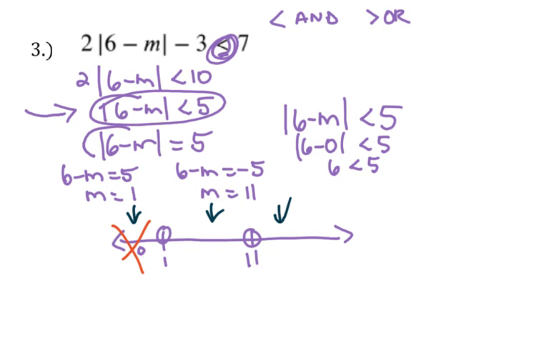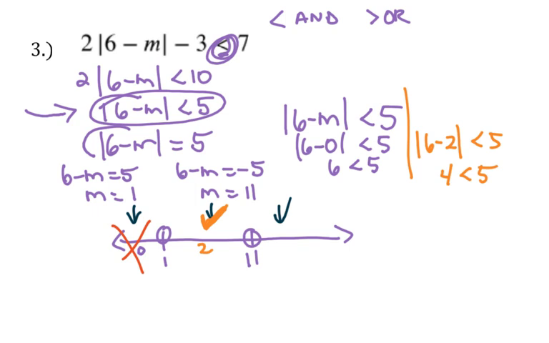How about between 1 and 11? A number you could use would be maybe 2 or 3 or 4. If I do the absolute value of 6 minus 2 is less than 5, does this make a true statement? This is going to give me 4 is less than 5. Yay! That's a true statement. So this means that will be part of our answer.